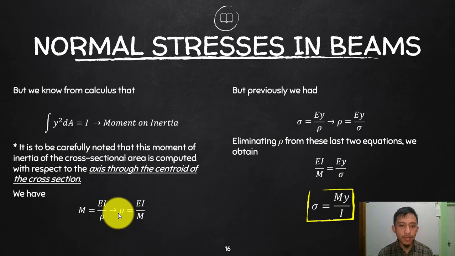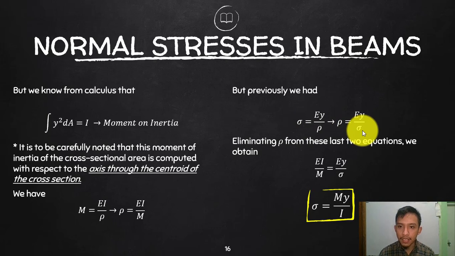Okay, by the way, we do not care about that radius of curvature, so let me just rearrange that one and bring out that radius of curvature rho. And then previously, from a while ago, we derived that your stress is Ey over rho. That is the first relationship that we derived. So bringing out your rho again, rho is equal to Ey over sigma, the stress.